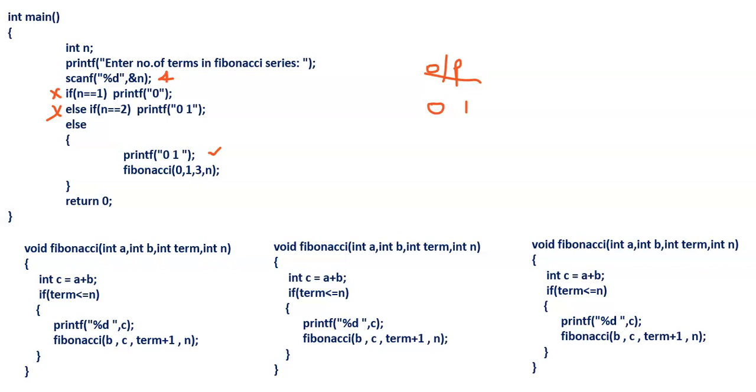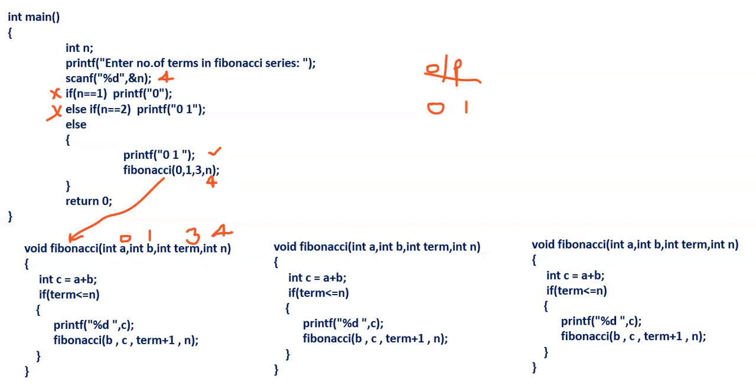Then we are calling the Fibonacci function by passing arguments 0, 1, 3 and n. N value here is 4. Why are we starting from 3? Because already two values are printed, and we want to print the series from the third term. Now here a value becomes 0, b value becomes 1, term value becomes 3, and n value becomes 4.